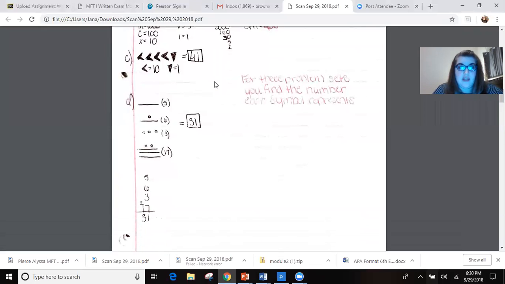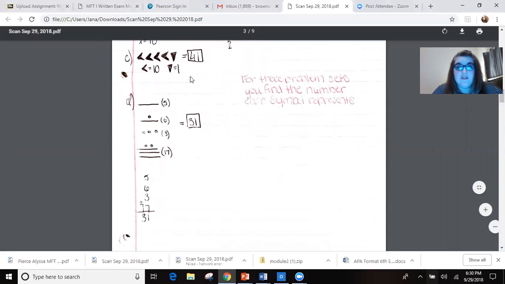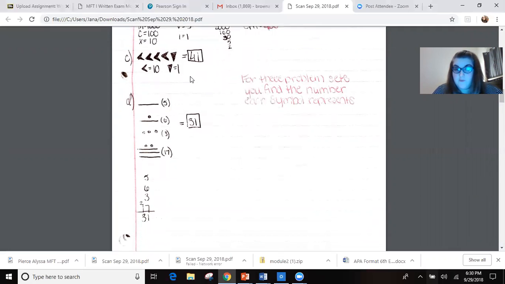For C, we have these arrows and then the spike. So for the arrow, that equals 10, and the spike would be 1. So 4 arrows is 40, 1 spike is 1. So altogether, it is 41.